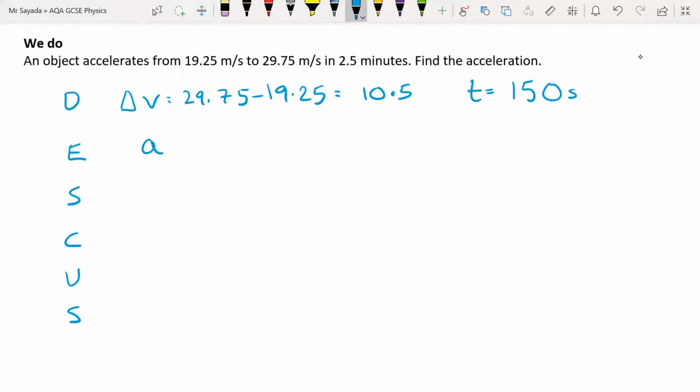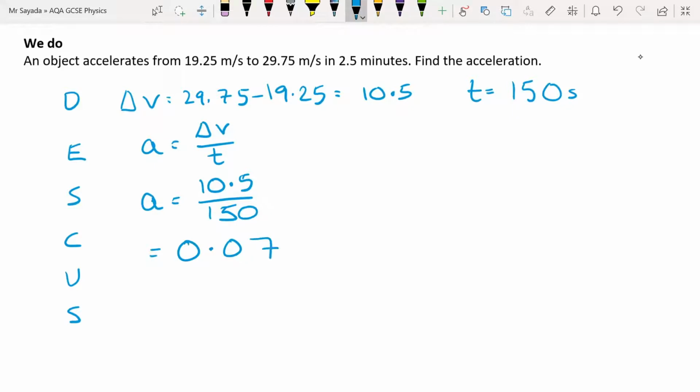E for equation. Acceleration is change in velocity over time. S for substitution. Acceleration is 10.5 over 150. C for calculation. I can always use a calculator. I get 0.07. U for units, the units of acceleration are meters per second squared. S for significant figures, nothing's been specified in the question, so I'm just going to leave my answer how it is. Please mark and correct your answer. Pause the video while you do that, and then press play once you're ready.